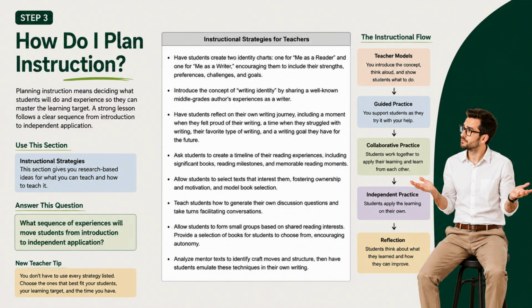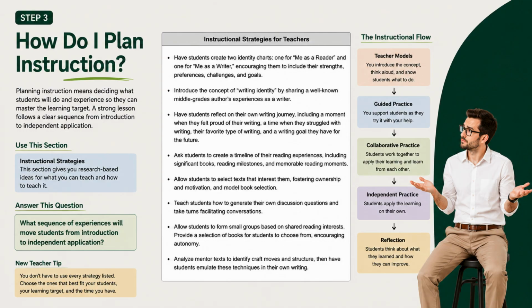Once you have your learning target and success criteria, the next step is planning the learning experiences that will help students achieve them. Don't start by asking, what activities should I do? Instead, ask, what experiences will move students from introduction to mastery? The instructional strategies section of the standard is your roadmap. It provides research-based ideas for teaching the content while keeping students actively engaged. Choose the strategies that best align with your learning target, your students' needs, and the time you have available. Then organize those strategies into a gradual instructional sequence.